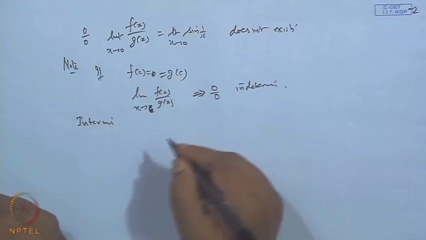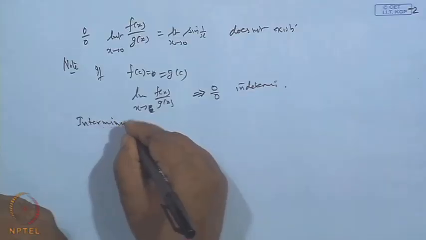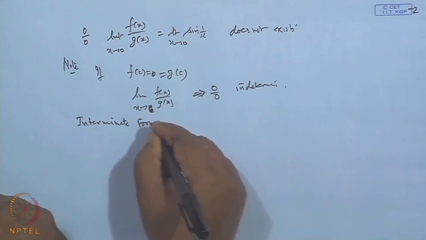Is 0 over 0 the only indeterminate form? No, there are many cases which are considered indeterminate forms. So, let me state the indeterminate forms.